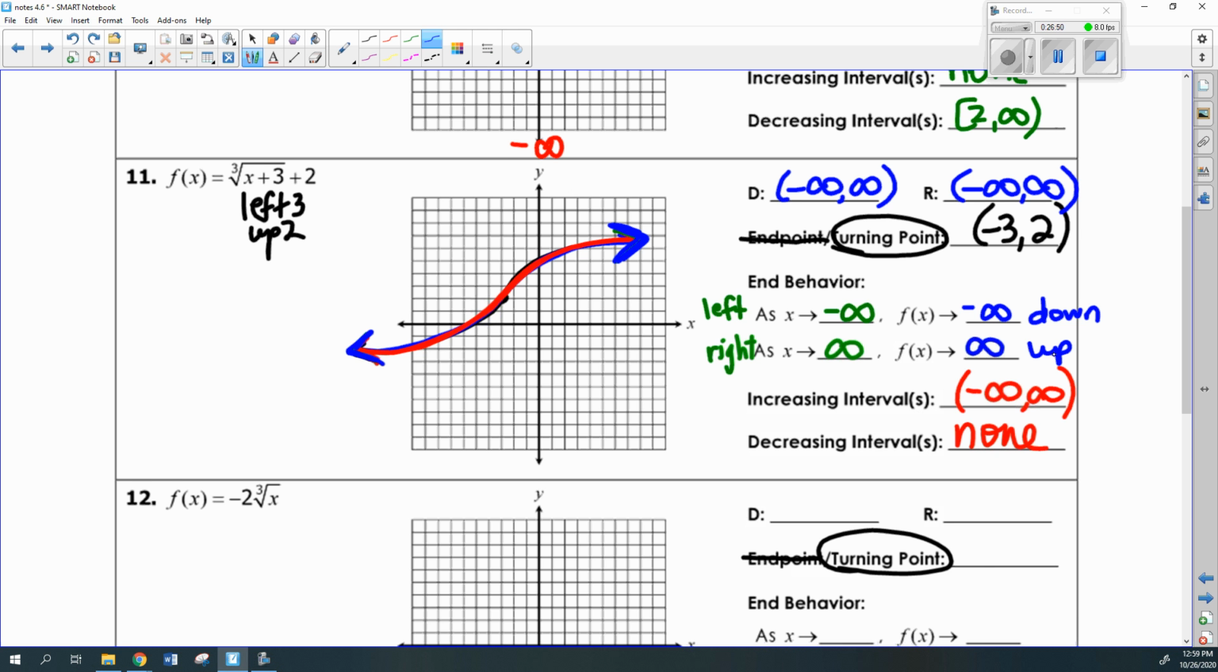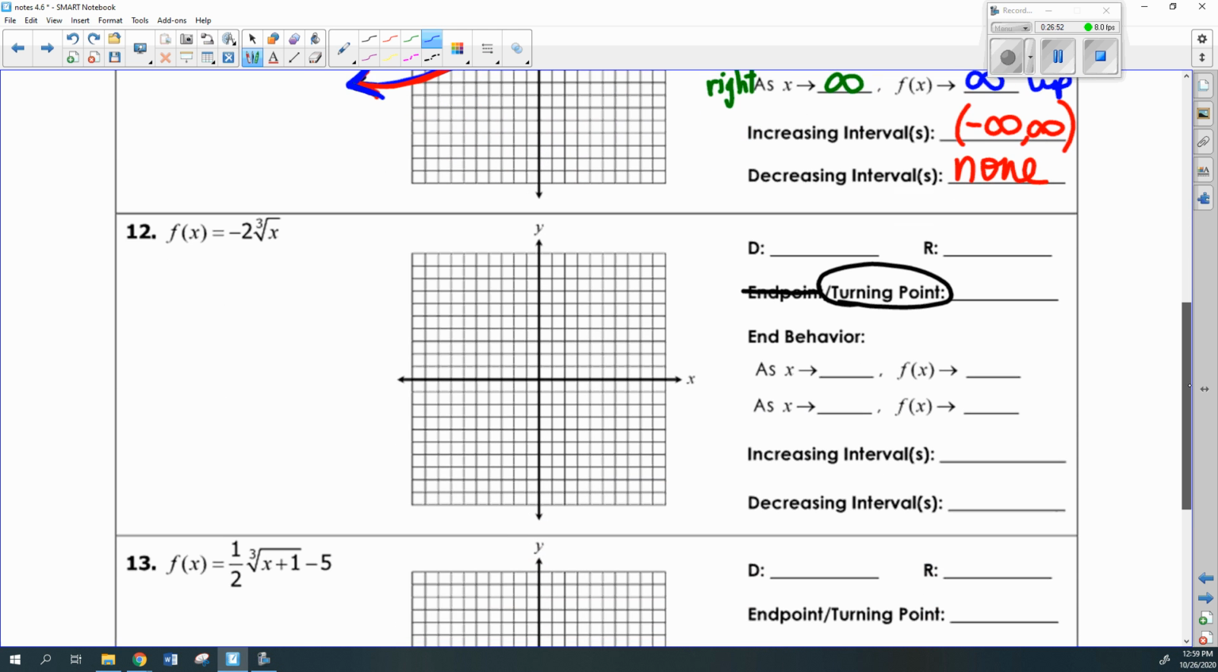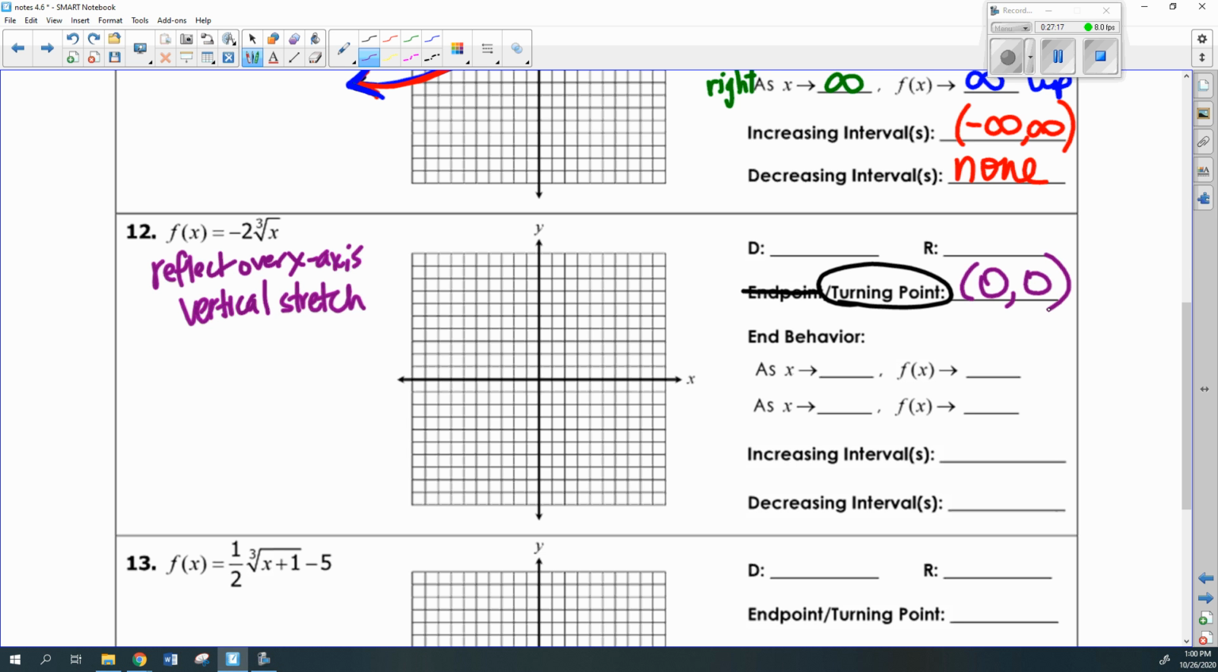All right. And last but not least, let's do a negative. All right, so on this one, my transformations are reflect over x-axis, vertical stretch, which is actually really hard to show on a graph this small, but then there's no other transformation. There's no right or left, there's no up or down, so that means the turning point has not moved. It is still at 0, 0.